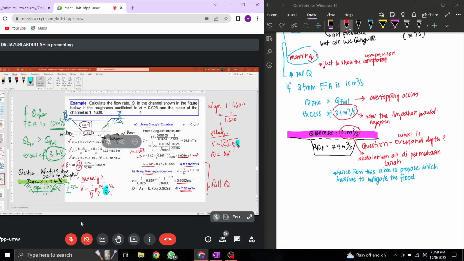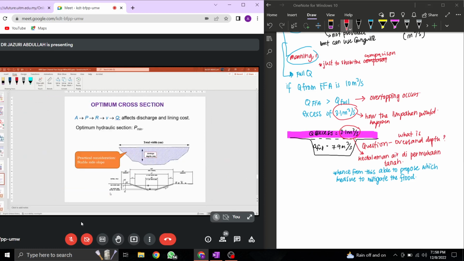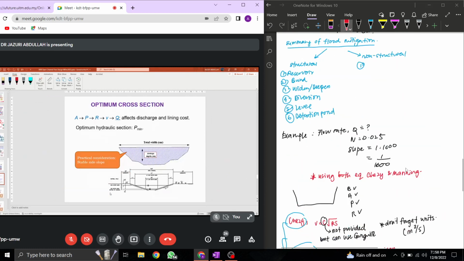Doktor? Ya. Macam mana bila cross section ni dia tak beraturan doktor? Tak berbentuk trapesium pun, tak berbentuk rectangular pun. Macam basically sungai tu beza-beza kan? Selalunya akan berbeza, but you are the one have to decide either you want to simplify. Yang you tanya soalan tu sebenarnya ada di sini. So the next slide lah.